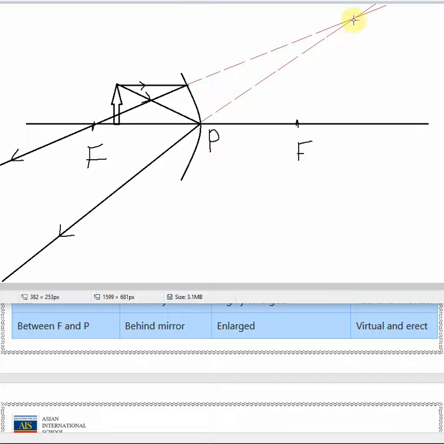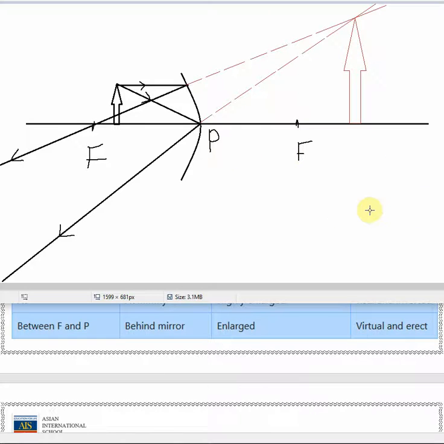Now let me draw the image. Done. So this is the image, the red color image. You can see it's a virtual image, it's behind the mirror. Also it is upright. So the characteristics of this final image, where the object is placed between F and P, will be given as virtual. It's upright because it is standing up just like the object. So it's virtual, upright, and it is also enlarged. You can see it is enlarged. The object size is smaller than the image, so it is enlarged.